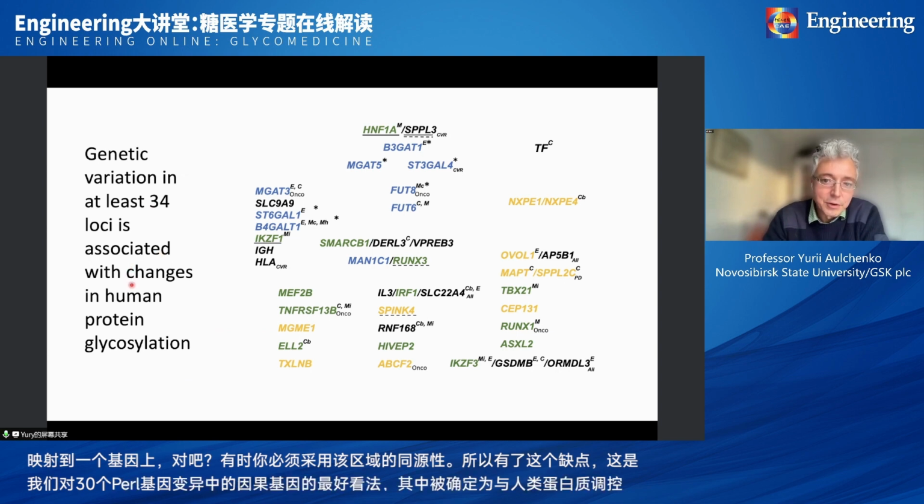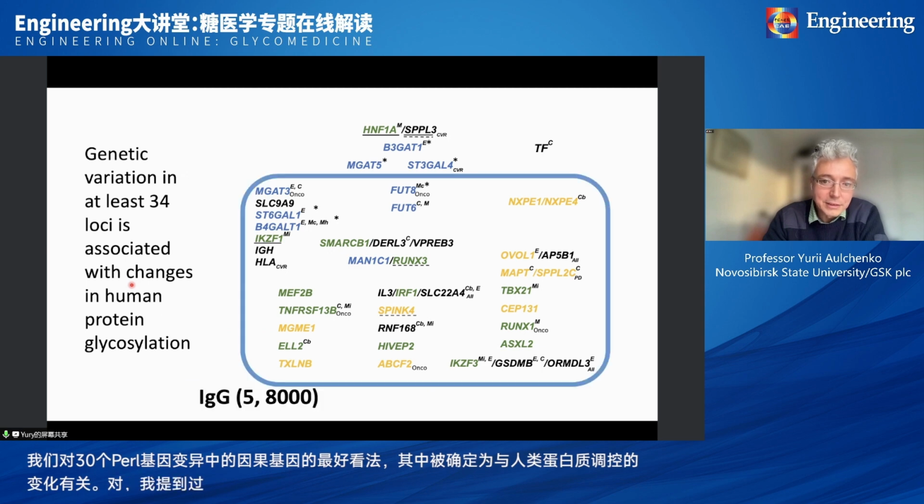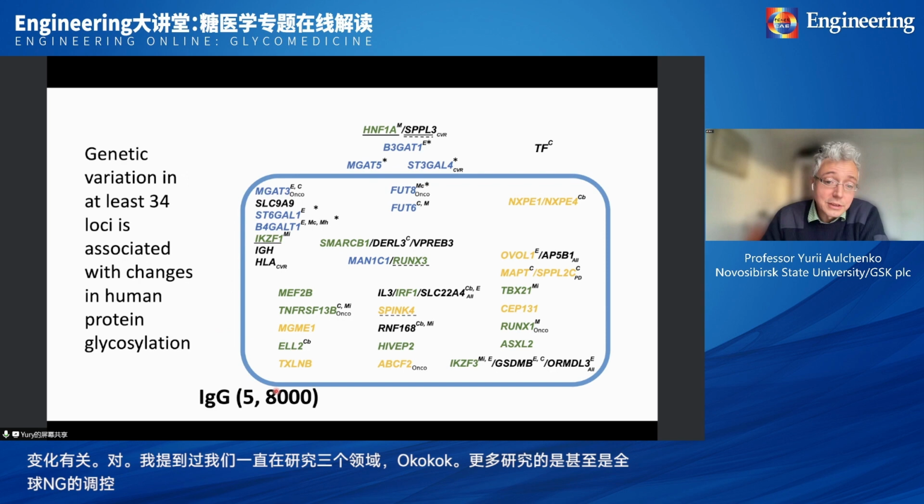And I mentioned that we've been studying three domains, and the one most studied is N-glycosylation of immunoglobulin G, and there have been 5 studies published, and the sample sizes were up to 8,000 people.